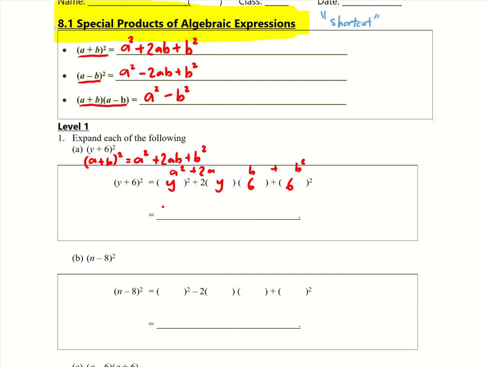I'll have y plus 6 square. If I expand them, I'll have y square plus 12y, and 6 square is simply 36. So you realize that it's quite a simple shortcut because you don't have to draw a multiplication frame itself. You don't have to simplify. It's simplified already. It's quite straightforward. So let's take a look at the second question.